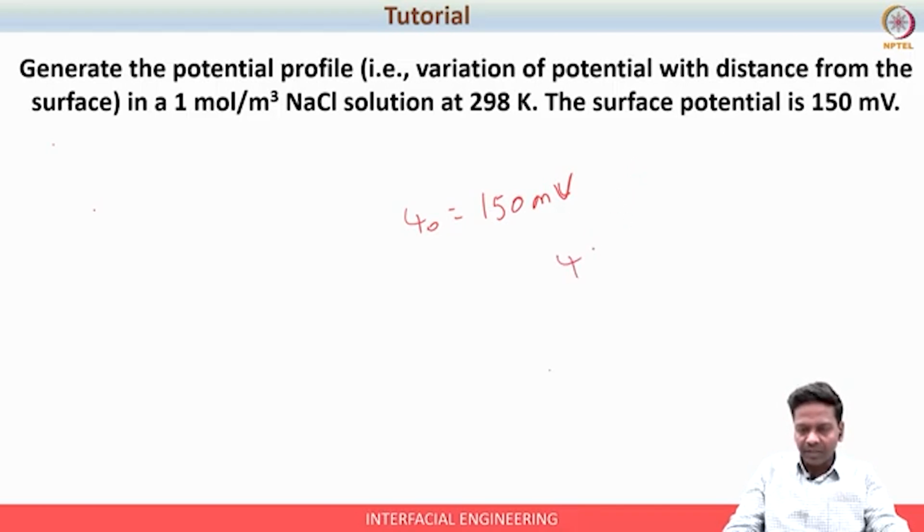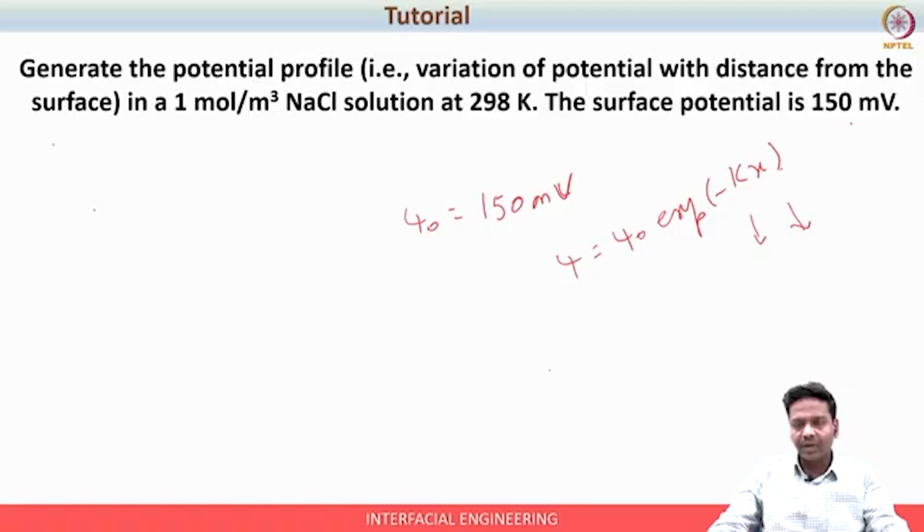Okay. So we want to understand how the potential varies across the surface. We know what psi is. Psi is nothing but psi naught exponential minus kx. Okay. So we need to calculate what K is first, and then for different sets of x values, how the value of psi also changes. That is exactly what we want to show. Okay. We will see that now using Excel.